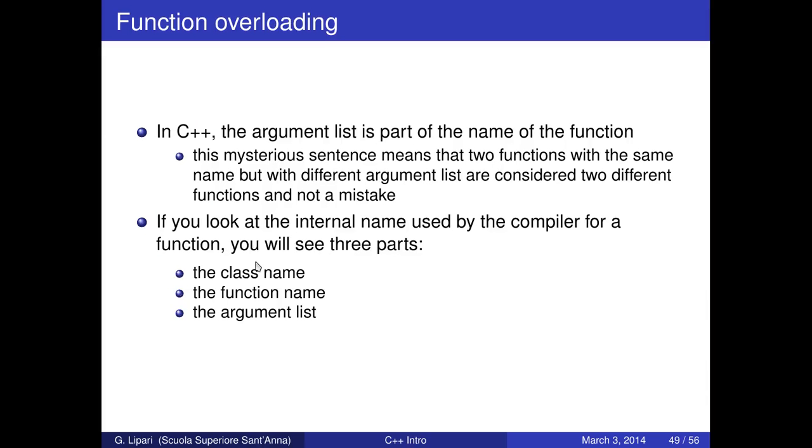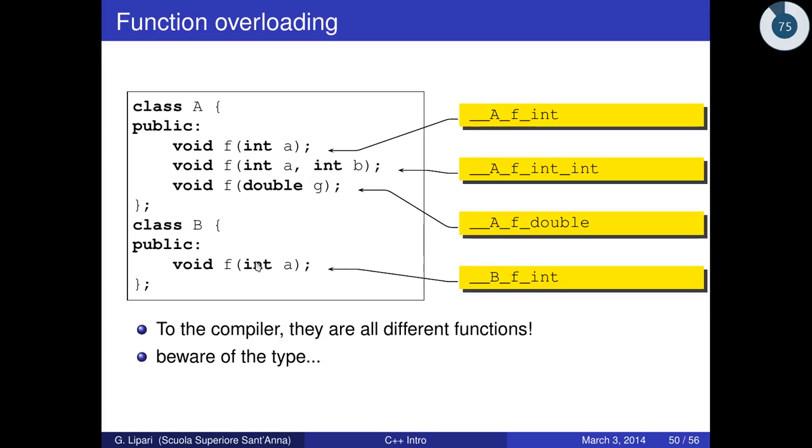Okay? So, if you look at the internal name used by the compiler for a function, it actually consists of three parts: the class name, the function name, and the argument list. So this means that the function f of class A, the compiler internally will transform this into something like that. Basically it prepends some strange character, then the name of the class, then the name of the function, then the type of the argument. And if you have two arguments, it is like this, like that. As you can see, internally, these are all different. So for C++, these four functions are all different functions.